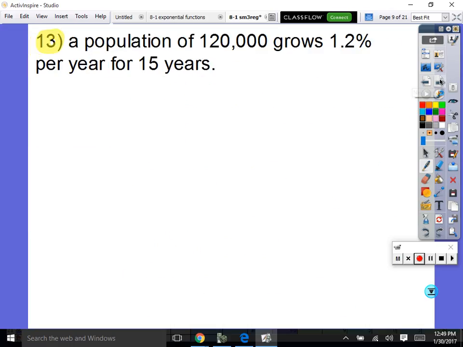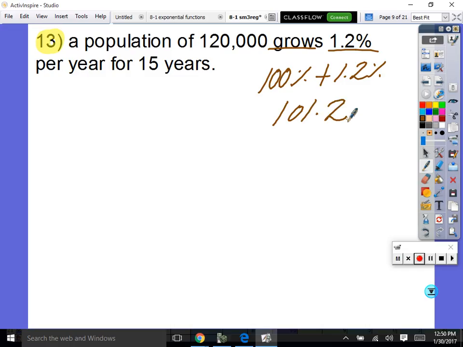Okay, so number 13, it says the population of this grows at 1.2% per year for 15 years. Watch, this one tricks people. So it's a growth of 1.2%. Let me show you what people mess up on. This is 100% plus 1.2%, right? So that's 101.2 percent. To change that to the correct decimal, we move it back 2 places, right? That's how we change percents to decimals.